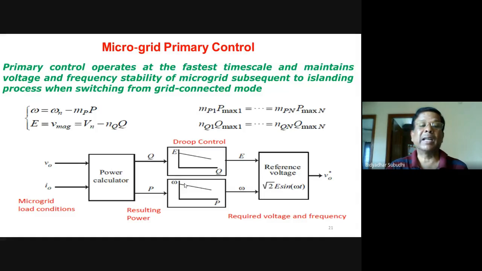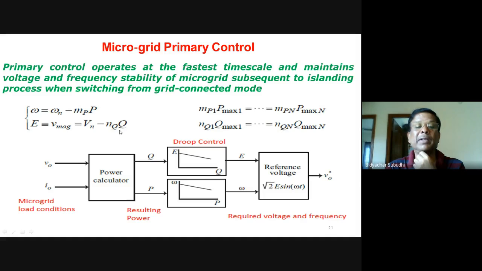Let us look at these two equations. These are the famous equations of droop control. Here, the frequency of a distributed generating source is governed by this equation, omega equal to omega n minus mp into P, where omega is the generic frequency of the distributed generating source, and omega n is the nominal frequency, and mp the droop coefficient, and P the active power, and E the voltage, and this is basically the nominal voltage, and Q the reactive power, and nq the droop coefficient.